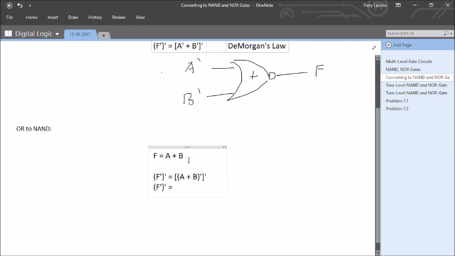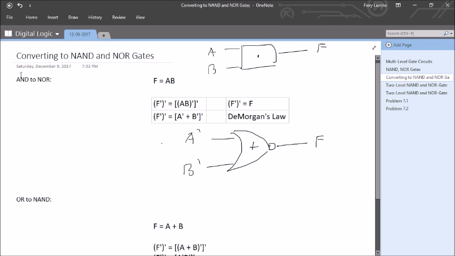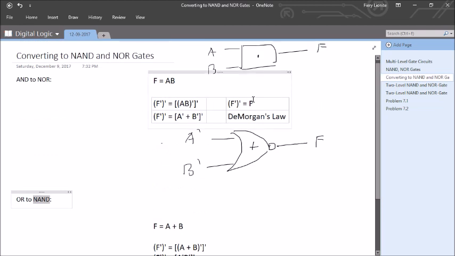So that would make it (A prime times B prime) prime. This is a NAND gate. Now I don't think I need to draw this, but you see, it's pretty simple, right? Converting from AND to NOR, or from OR to NAND, we only need to apply the F double prime rule and then De Morgan's law on the inside.